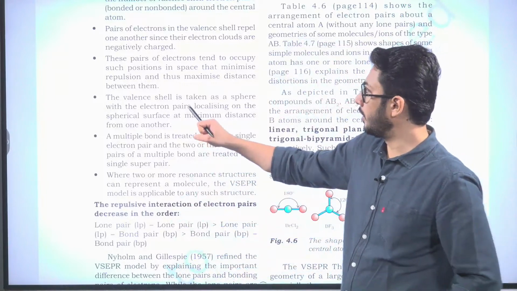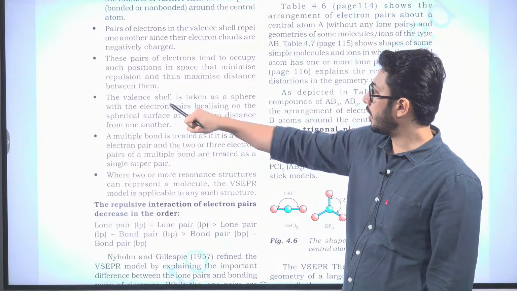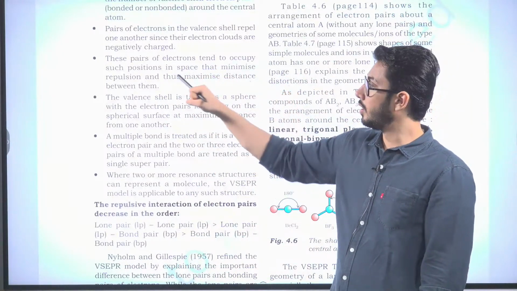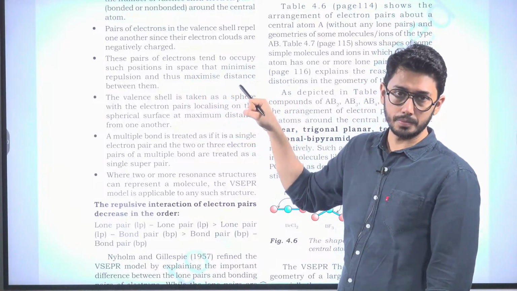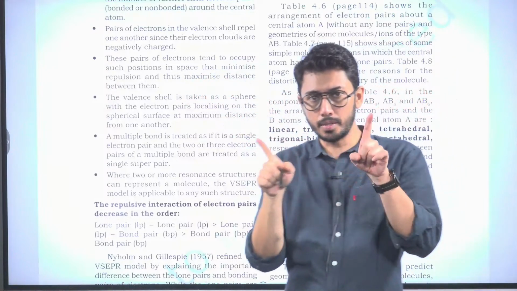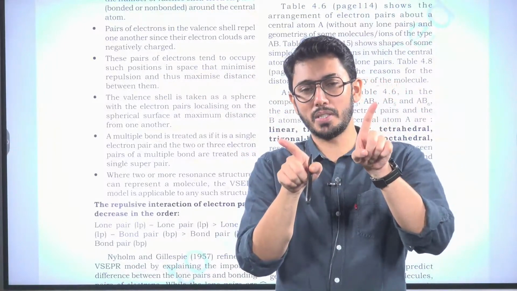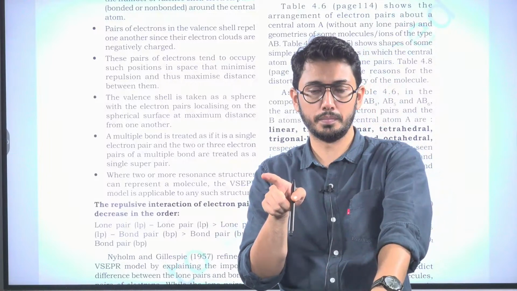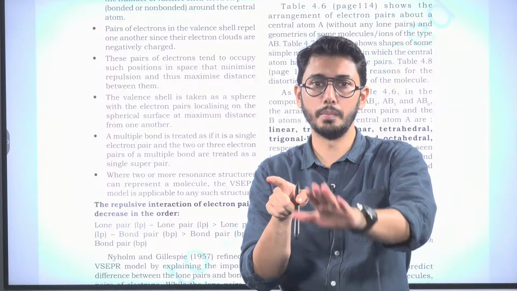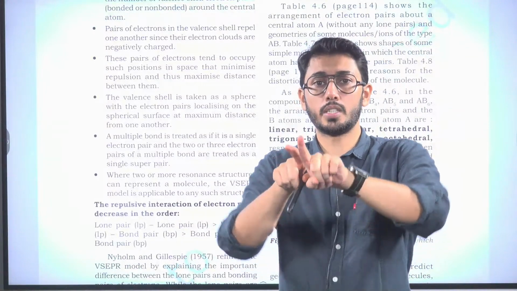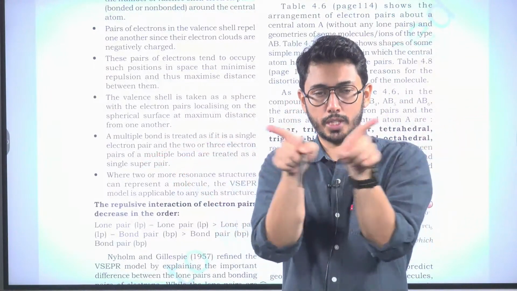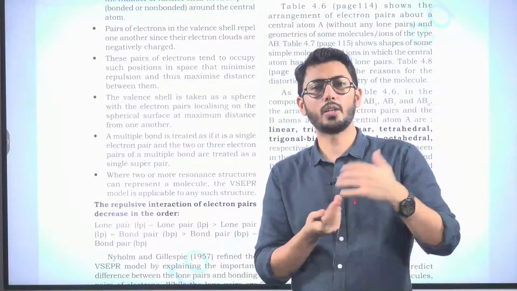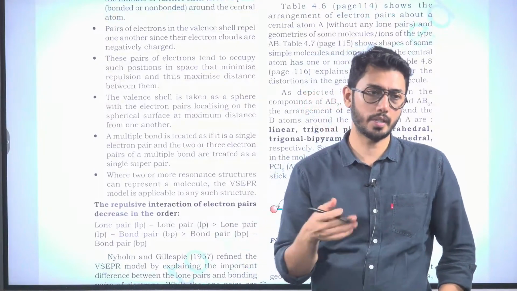How? You can read the third one. These pairs of electrons tend to occupy such positions in space, arranging themselves such that repulsion between them is minimum and distance between them is maximum. That is how they are arranged. Electron density, electron clouds, everything are the same terms.